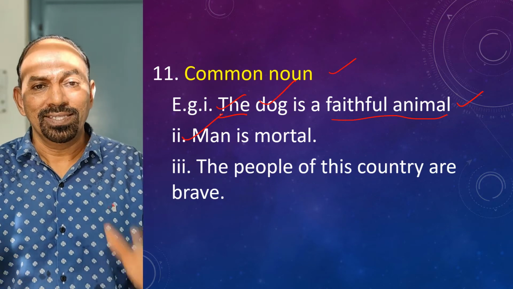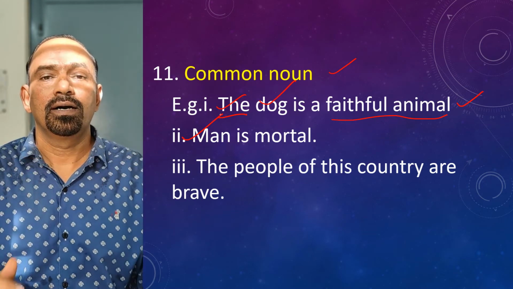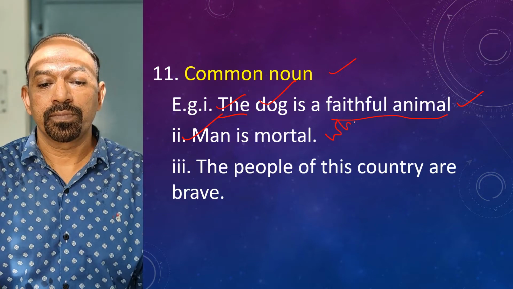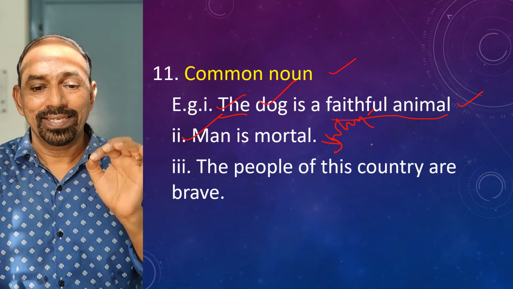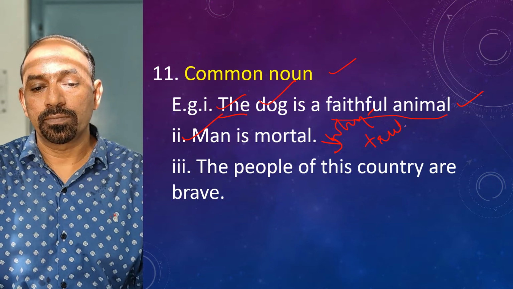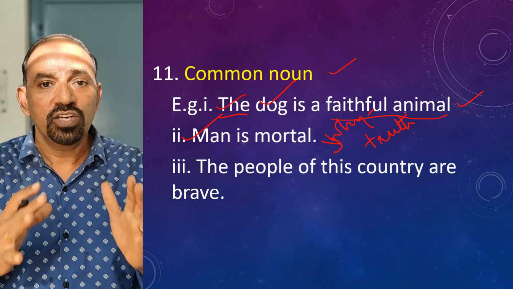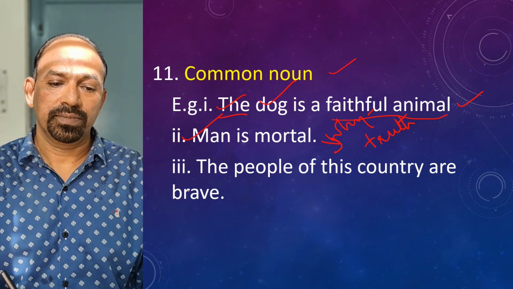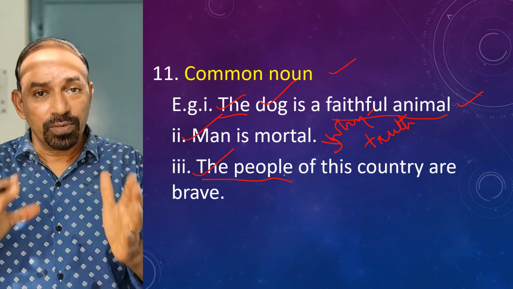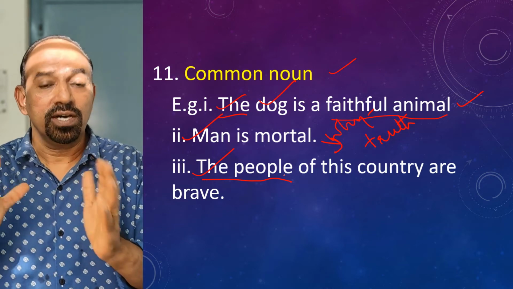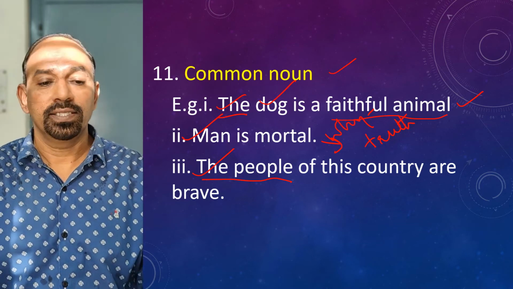Man is mortal. This sentence is also talking about all humans, but we never use the definite article there. Why? Because man is mortal is a sentence that tells us about a truth. When we speak about a general truth, we need not use any definite article. Look at the third sentence: The people of this country are brave. Here, the specific people of a country are brave, not all people. So we use the definite article.